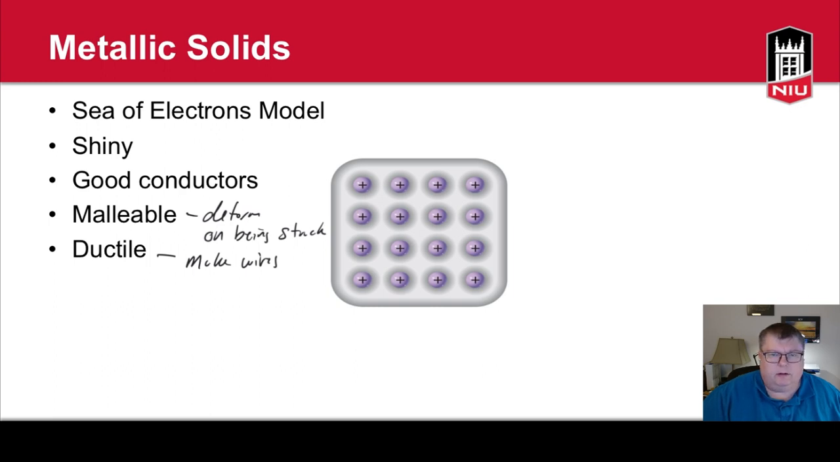So all of these things are possible because the nuclei are kind of sitting in this mush of electrons, this sea of electrons, which is why you can hit them and they deform, and why you can pull them into wires, and why they're shiny and why they're good conductors.